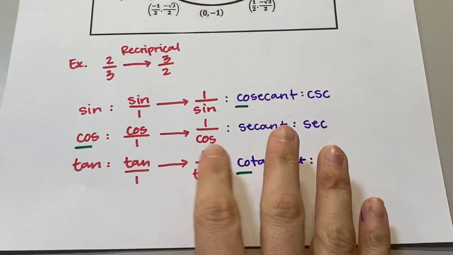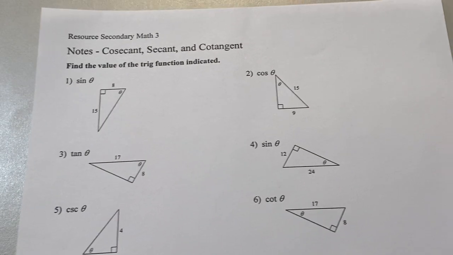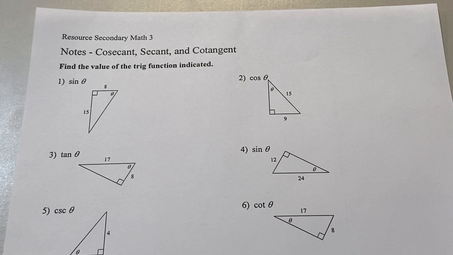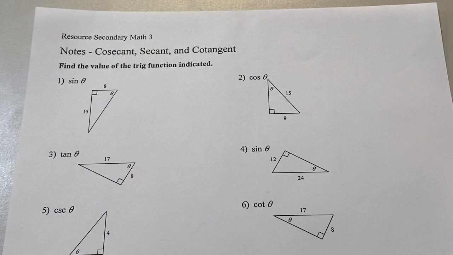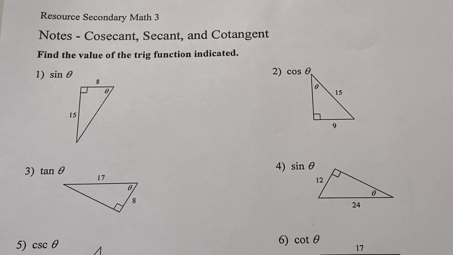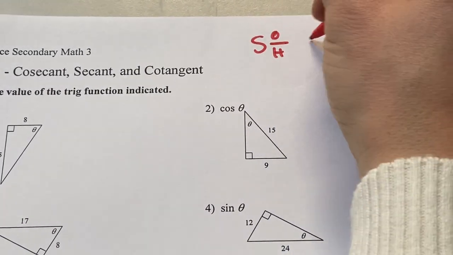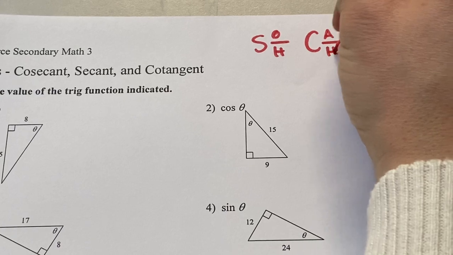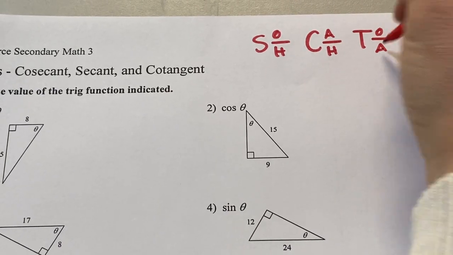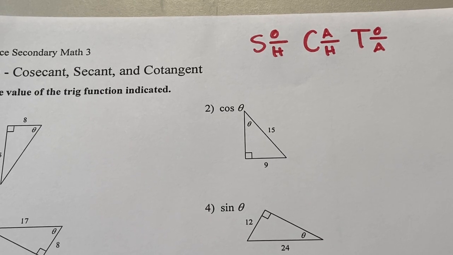So turn your paper back over. For the first four examples on our notes, we are working with our original three functions, just sine, cosine, and tangent. Not too difficult. So one thing we want to remind ourselves is the ratios that go with these guys. So, SOH CAH TOA. If you have that down pat, then awesome. If you remember that, you're golden.